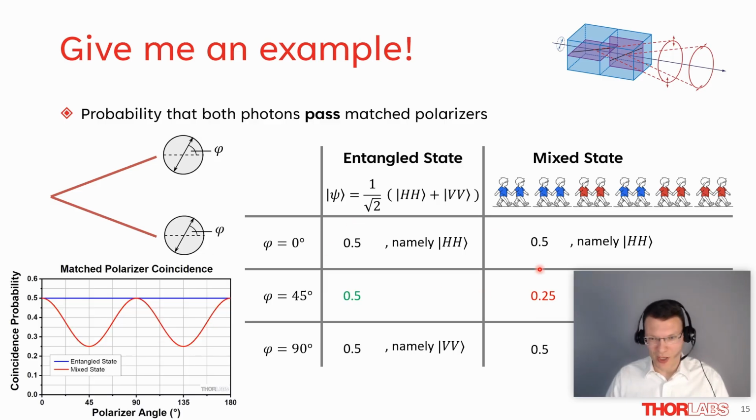And when you're plotting this over all angles, what I'm plotting here is the coincidence probability over the polarizer angle. You can see that with the same argument as before, the entangled state shows constant probability of passing through, while the mixed state shows this behavior here. So that's the first experiment, and we'll come back later to show how this behaves in a real experiment. You can see here the difference between a mixed state and really entangled photons.